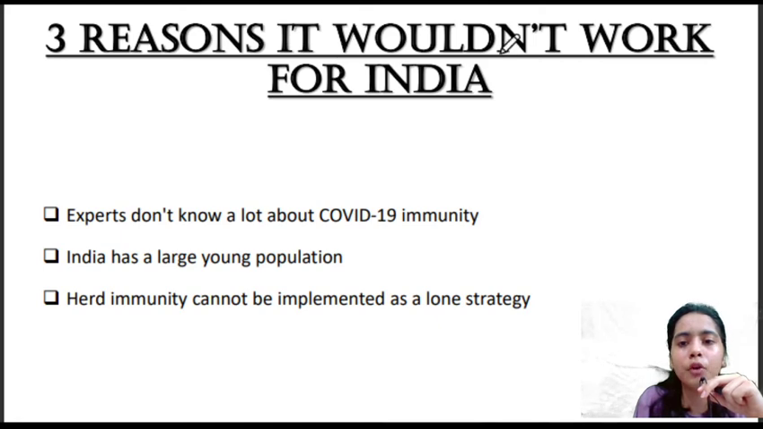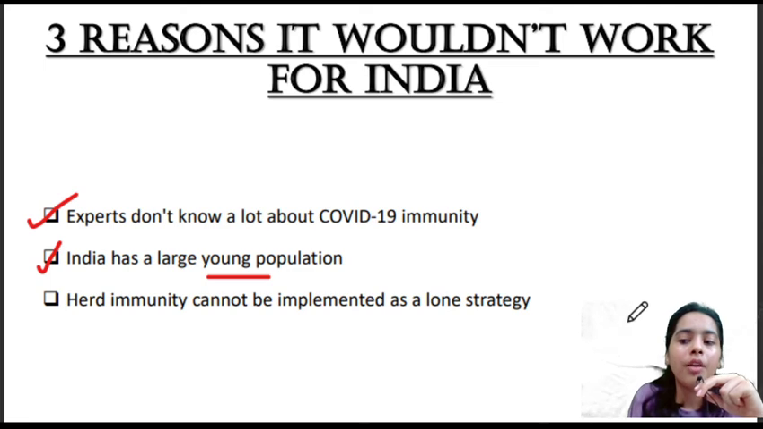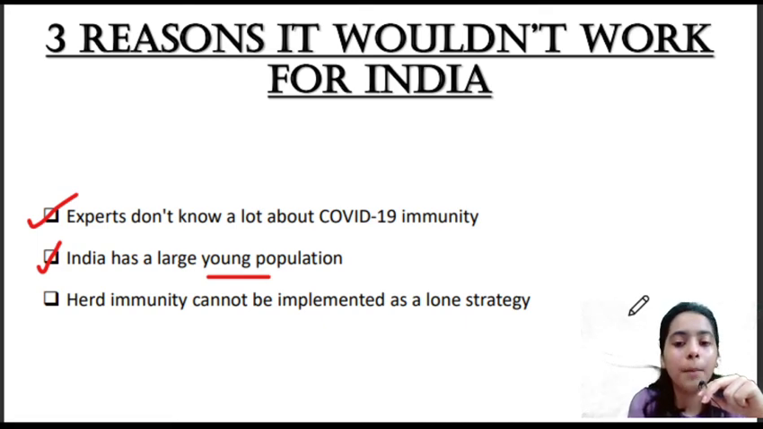So third comes, it would not work for India. What? Herd immunity will not work for India. Why? Because experts do not know a lot about coronavirus immunity, because our scientists and doctors are not very much introduced to the virus, and how long it will take to cure. Second, India has a large young population. The country's young population is addicted to a lot of things, like I have the statistics data that tobacco, about 33%, it is not a small number, 33% of the young population is addicted to tobacco.